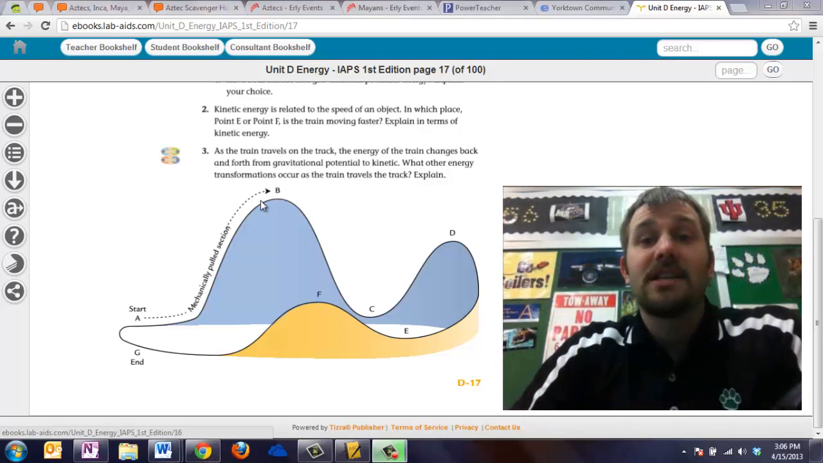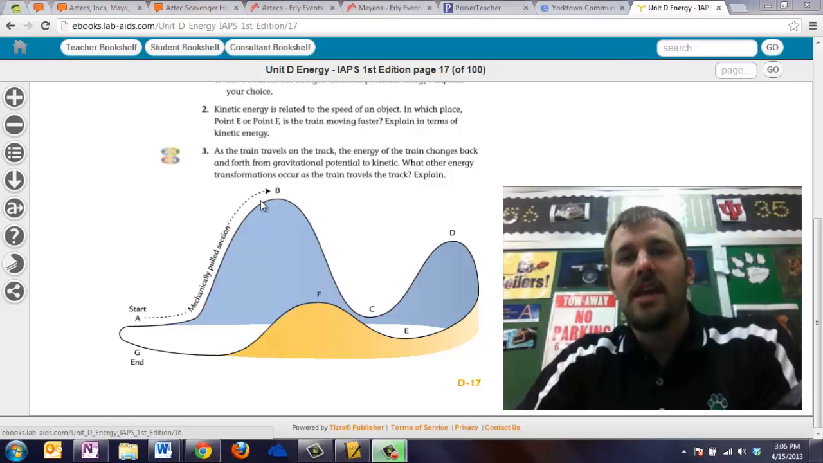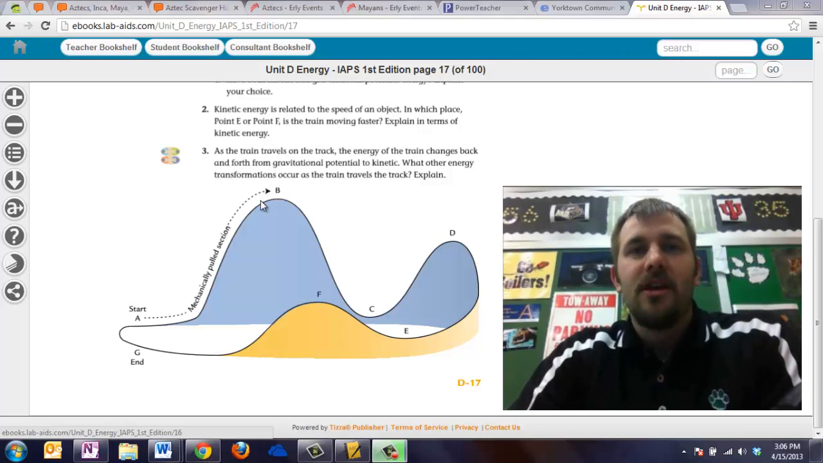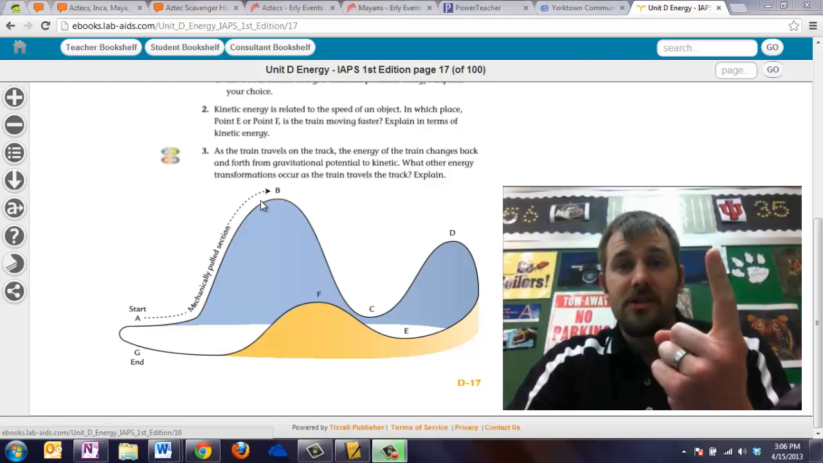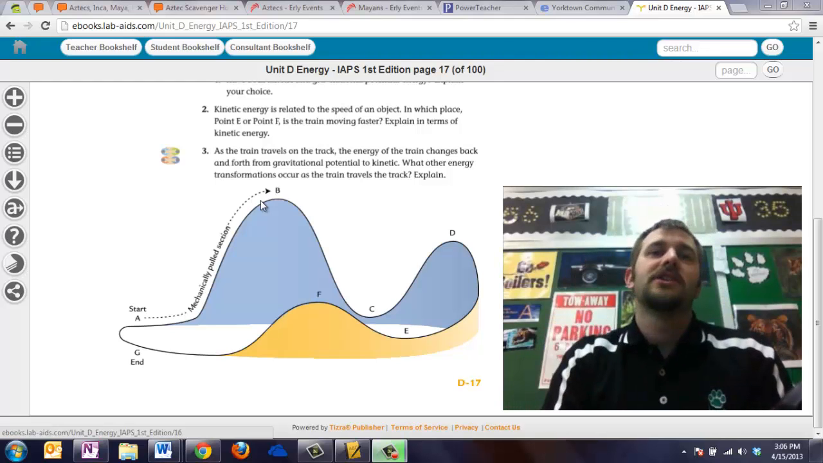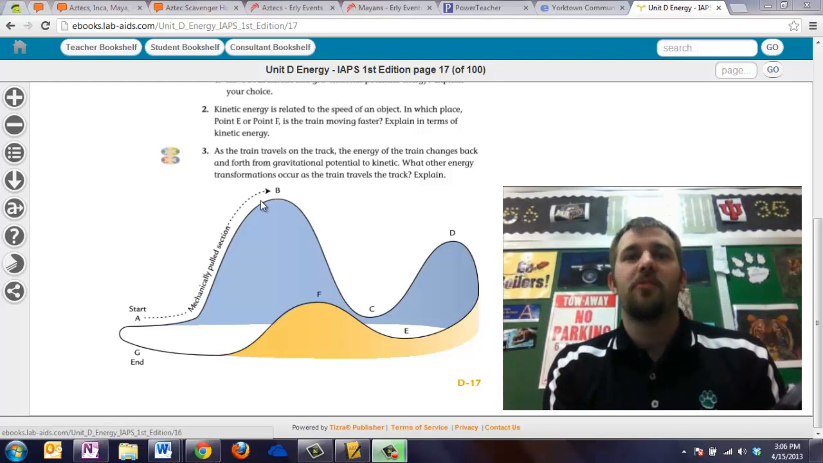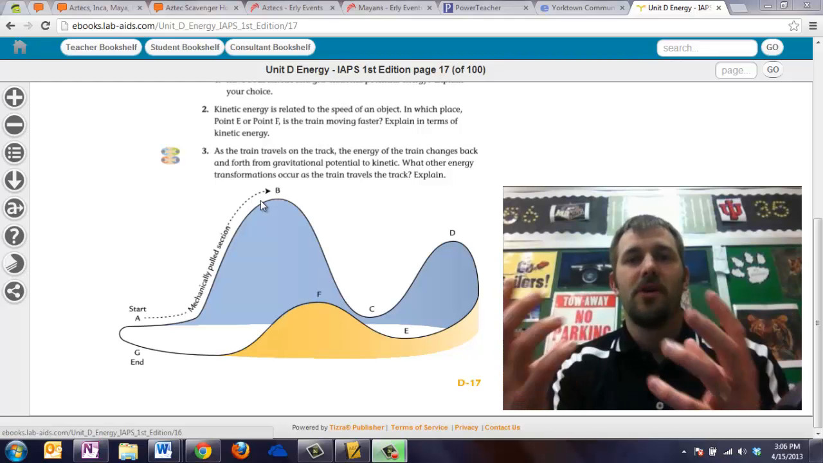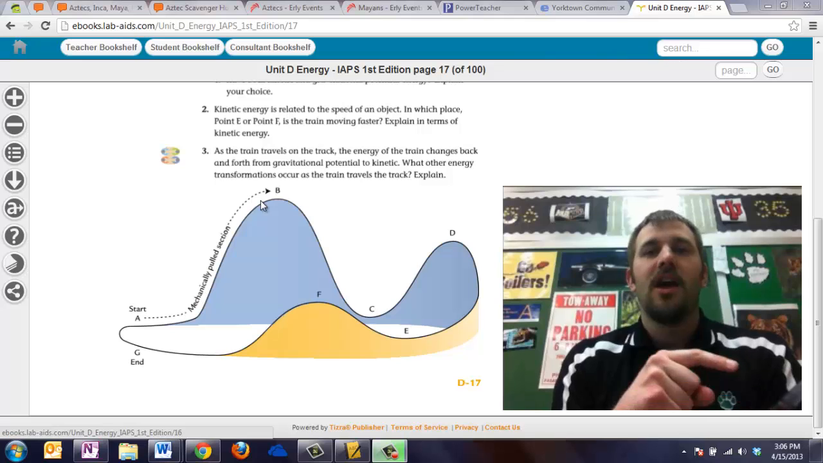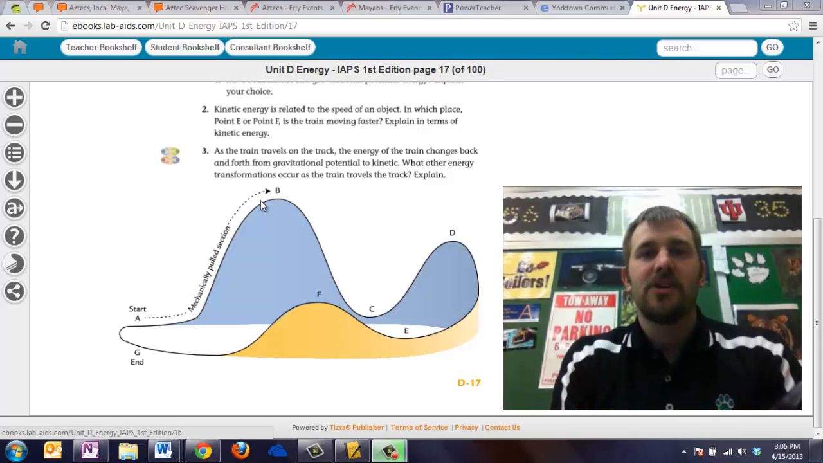Welcome back. One last thing to go through right now, and that's letter C. And it's a bit of a trick question. These jerkish book writers had you finding places on the roller coaster that involved the most gravitational potential energy and the most kinetic energy, and now they just want to know where does it have both. Not where does it have the most of both together, just where does it have kinetic energy and where does it have gravitational potential energy.